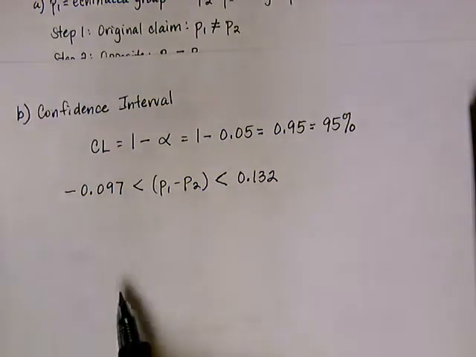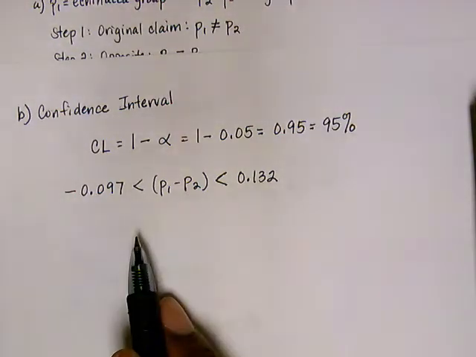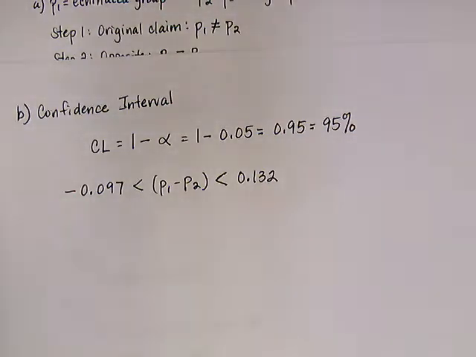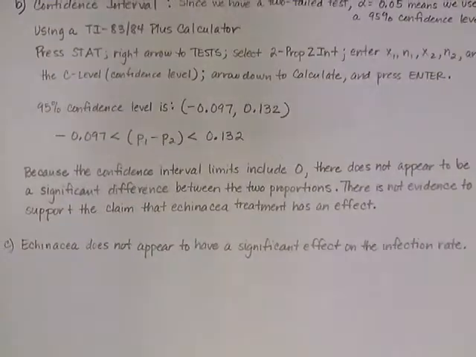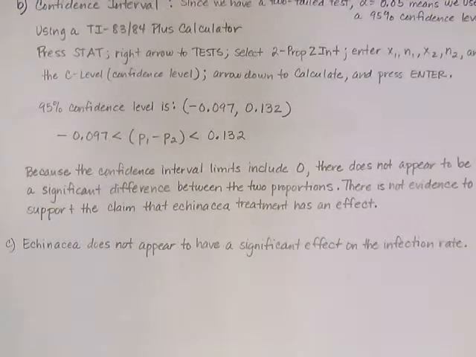And as you can see here, in part C, based on the results, does the Echinacea treatment appear to have any effect on the infection rate? And it doesn't. Because as you can see here, the confidence interval limits do include 0. The lower limit is negative, the upper limit is positive. So that means 0 is in between those limits.